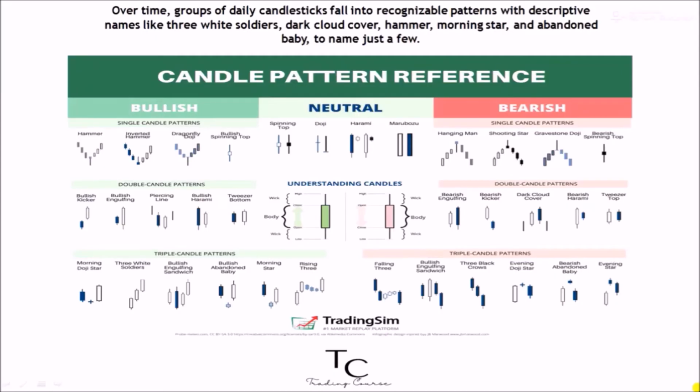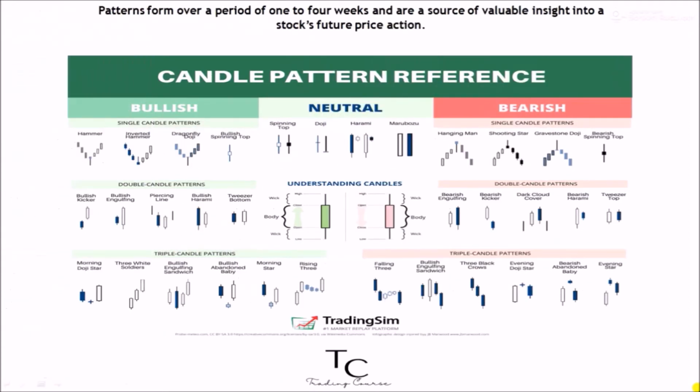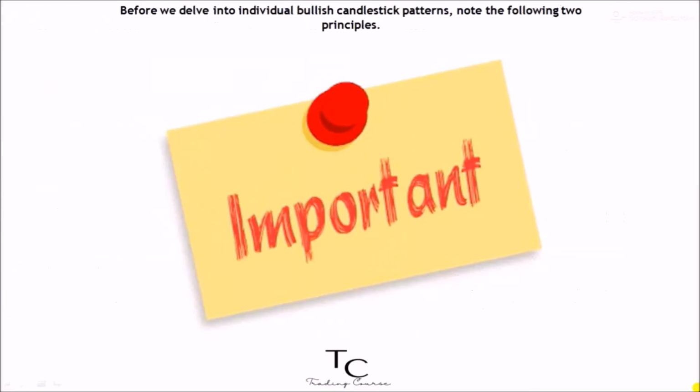Over time, groups of daily candlesticks fall into recognizable patterns with descriptive names like 3 white soldiers, dark cloud cover, hammer, morning star, and abandoned baby, to name just a few. Patterns form over a period of 1 to 4 weeks and are a source of valuable insight into a stock's future price action.